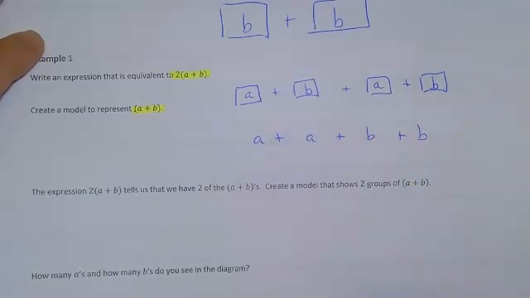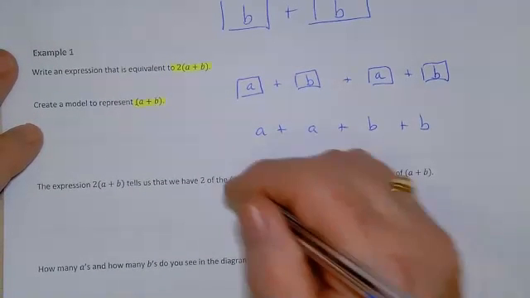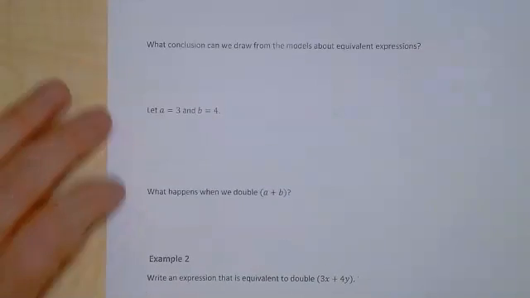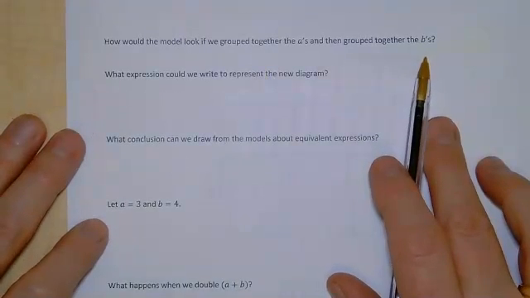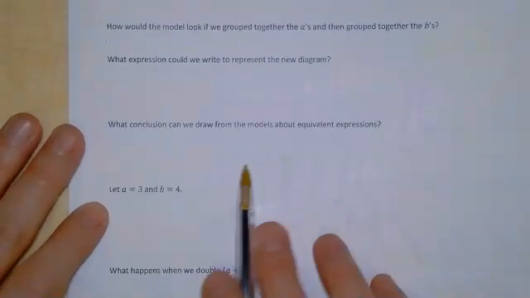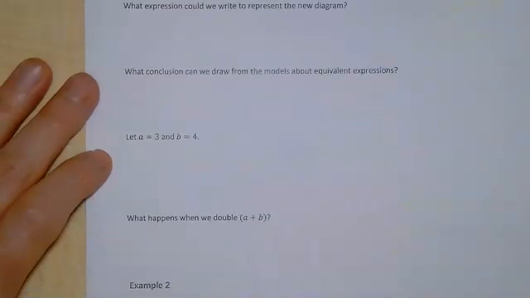And then they want to know how many A's there are and how many B's there are, and that just seems silly to me. So we're not doing silly today. Let's go to page 2. We group together the A's, then we group together the B's. How would you write that? It's all the same thing again and again.